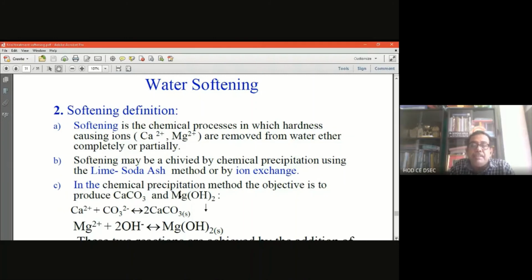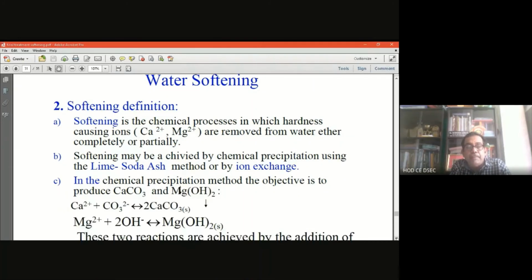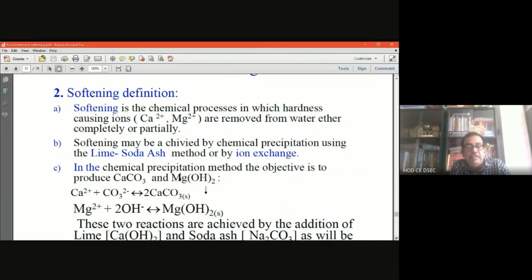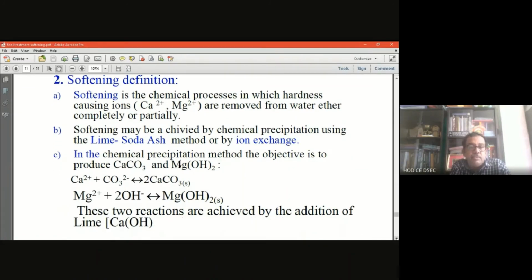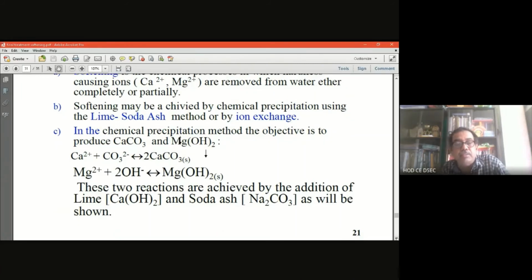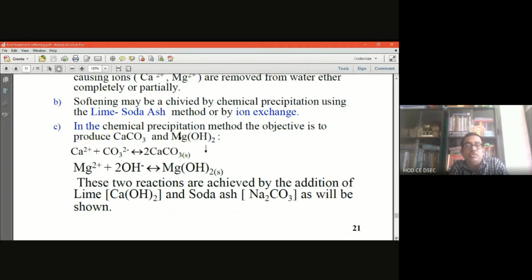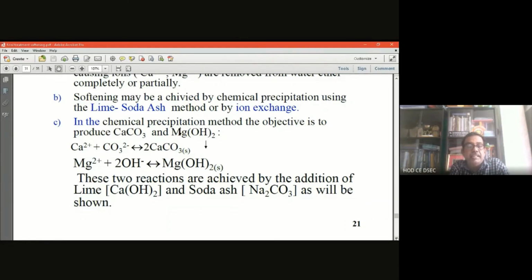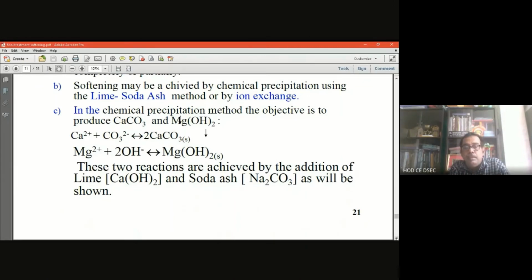In the chemical precipitation method, the objective is to produce calcium carbonate, which is the insoluble part of the precipitation, and magnesium hydroxide. The target is to precipitate calcium carbonate and magnesium hydroxide. Both are insoluble. These two reactions are achieved by addition of lime and soda ash, as has already been shown.